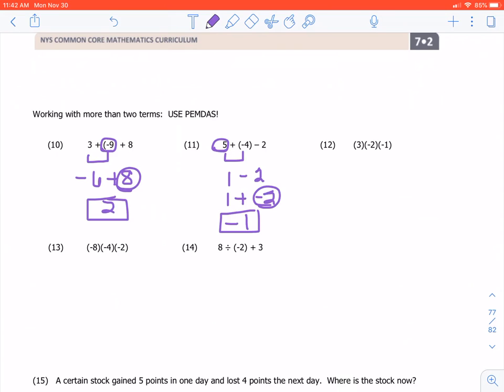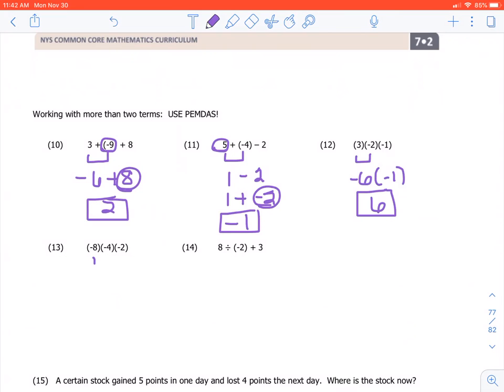Number 12. Okay, we're going to take 3 times negative 2. 3 times negative 2 is negative 6. Opposite signs, negative answer. Now bring down that negative 1. 6 times 1 is 6. These have the same sign, so now we get a positive answer.